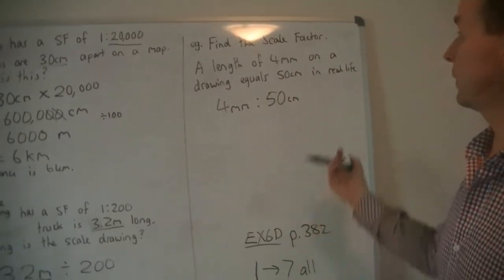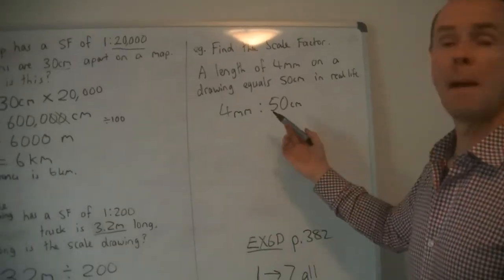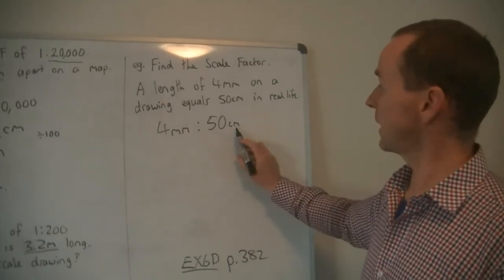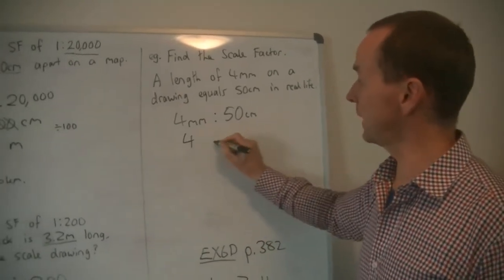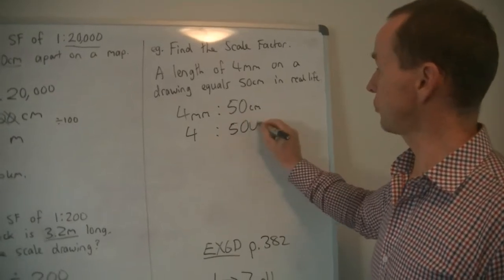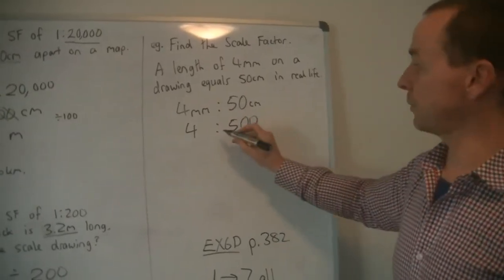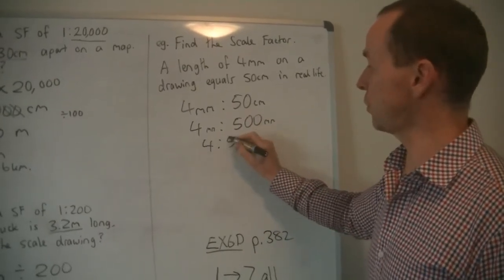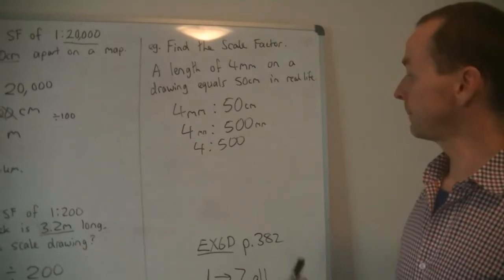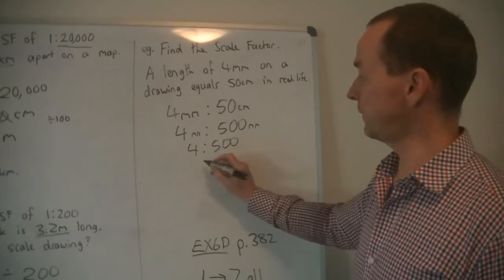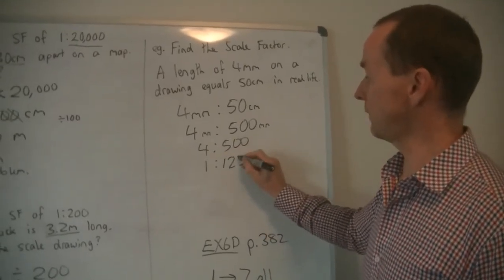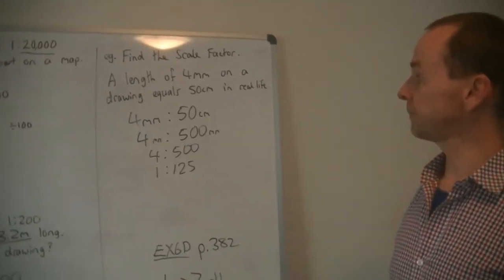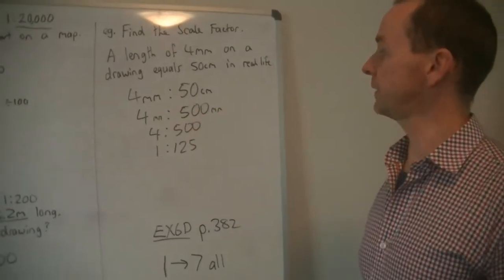Okay, so that's our scale, find the scale factor, but they're not the same units. So remember from our previous lesson, we have to make them the same units. So I'm going to make this one 4 millimetres and make this one 500 millimetres. And now they're the same units, see they're both millimetres, now you don't need units anymore. So it's 4 to 500 because it's a ratio, which is 2 to 250 or 1 to 125. So the scale factor is 1 to 125, from 4 millimetres to 50 centimetres.